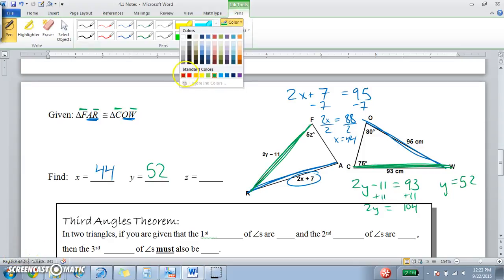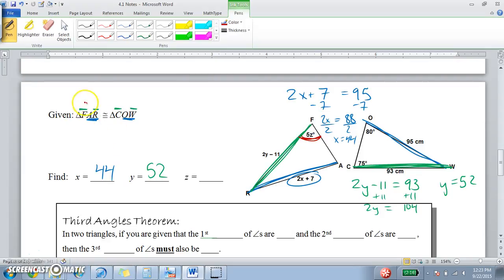Same thing for z. So z now is this angle. It's angle F. Well, F is the first letter. C is the first letter. It tells me angle C is 75 degrees. So I know 5z, that angle, has to be equal to angle C, which is 75 degrees. So 5z has to equal 75. When I divide by 5, I get that z equals 15.